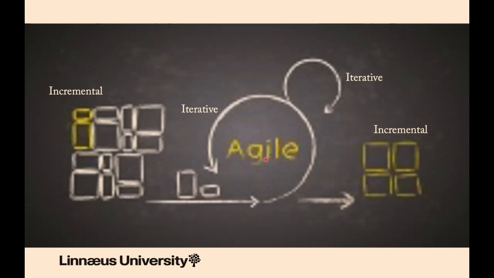So what you see here is that you have increments on the left-hand side, which means that you pick chunks of work to do, increments. And then you do the work iteratively. And then the result is a product increment. So this is where iterative comes from and what we mean by incremental.